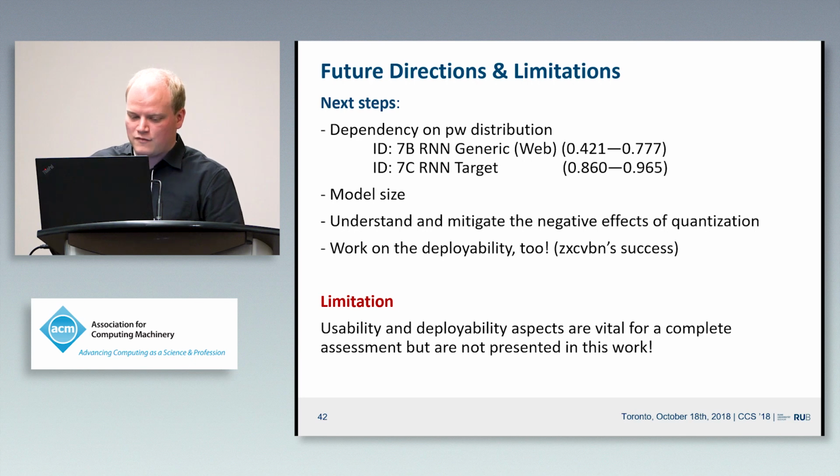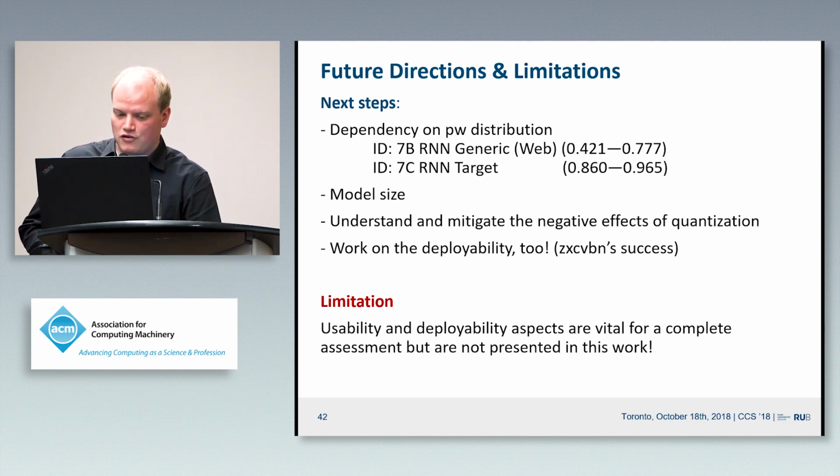Furthermore, as I have mentioned before, we should understand and mitigate the negative effects of quantization. And as academics, it's hard, but we should work on deployability as well. ZXCVBN's success is a good example of how to do it. ZXCVBN is available in a variety of, like, 15 plus different programming languages. And as developers, it's super easy to integrate. That's a good example that we should consider, because, for example, the recurrent neural network is currently super tough to use. They're working on improving that. And ZXCVBN is easy to use.